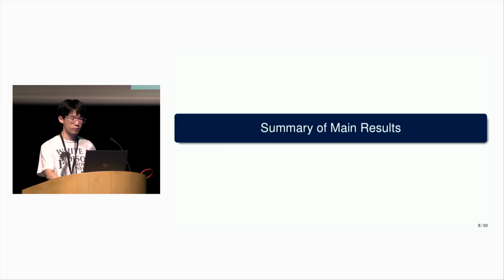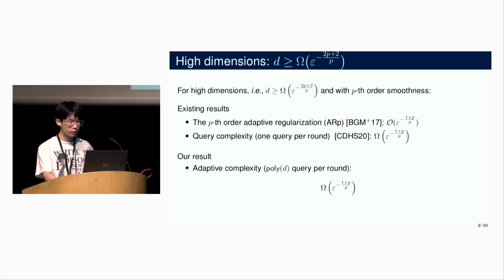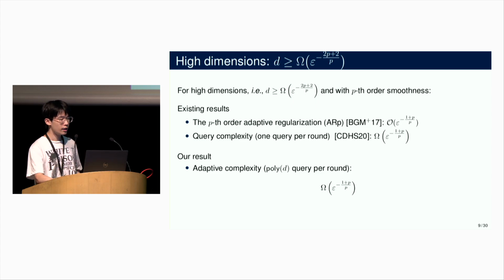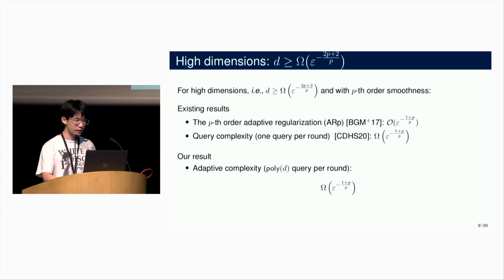And then I give some results. The first result is in high dimensions, when D is large enough. For the high dimension case, D is larger than epsilon to the negative of (2p+2)/p, with p-th order smoothness. The existing results show that ARP, including gradient descent when p equals 1, and Newton's method when p equals 2, has been shown to be optimal in query complexity.